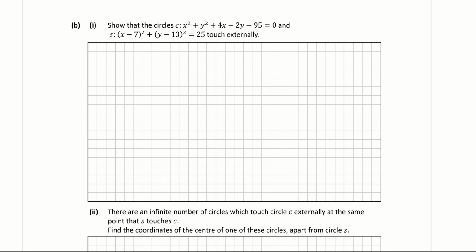So B part 1 is asking us to show that the circle C and the circle S touch externally. So it basically looks something like this. If we do a quick sketch of what's going on here, if they touch externally, it basically means that if I get the distance from the edge of one circle, let's call that C, to the center of my other circle, S, that is the same distance as getting the distance from point to point, center to center.